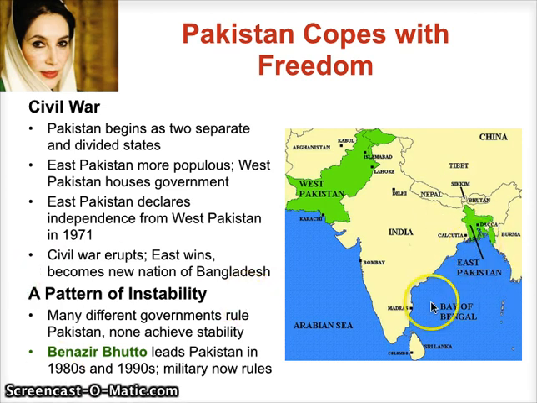As soon as Bangladesh separates from West Pakistan, we have a lot of instability in Western Pakistan, which is now just Pakistan. First of all, this civil war actually ends up killing over 1 million people. As well, Pakistan has lost half their population and a large chunk of valuable land. So there are many different sort of government rules in Pakistan. None of them can really achieve stability. Many are taken out of government, are impeached or overthrown. We have many accusations of corruption.